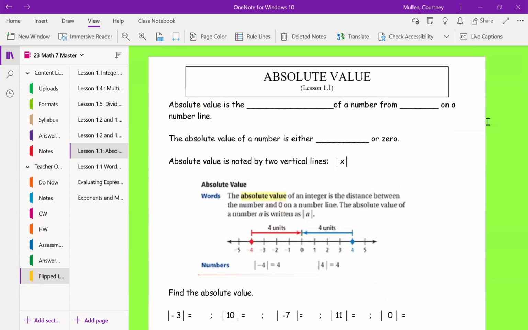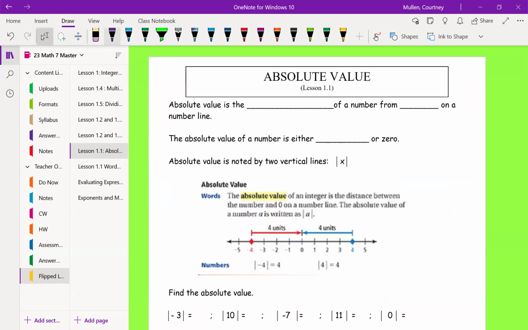Let's continue with notes 2. If you haven't already, go ahead and label this notes 2 by putting a 2 in the upper right-hand corner. So absolute value is the distance of a number from 0 on a number line. The absolute value of a number is either positive or 0. Absolute value is noted by 2 vertical lines. Don't get this confused with parentheses.